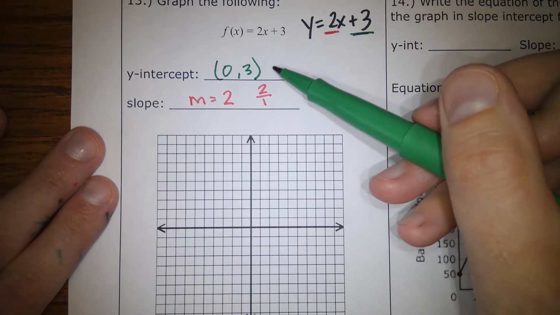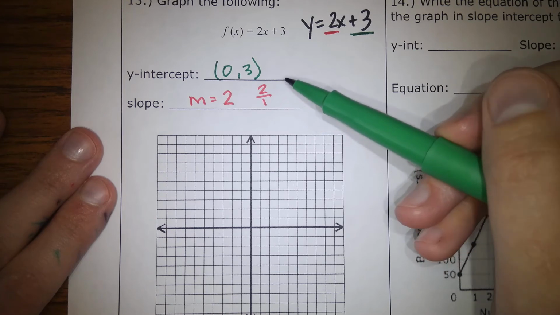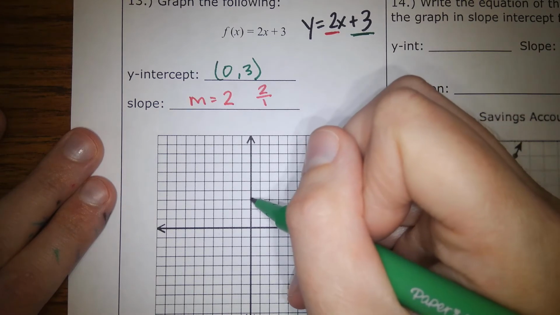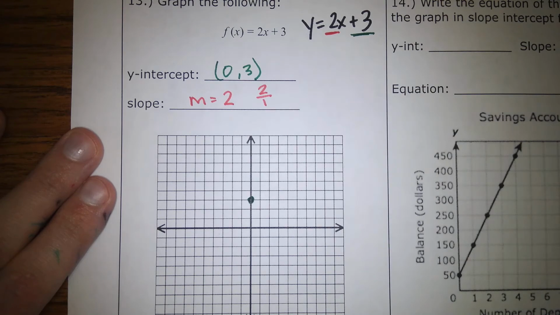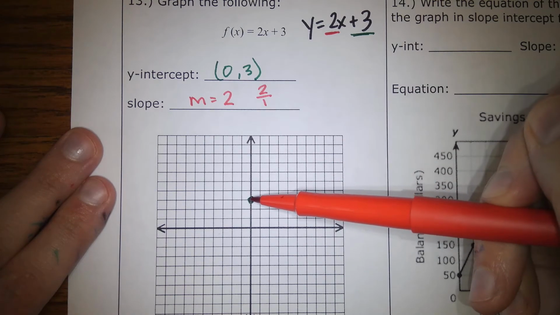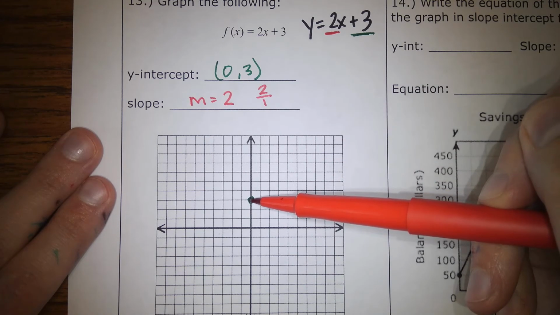So once you have your y-intercept and you have your slope, you can graph. You begin with your b, and that's 0, 3. And then we move with our slope, move with your m.